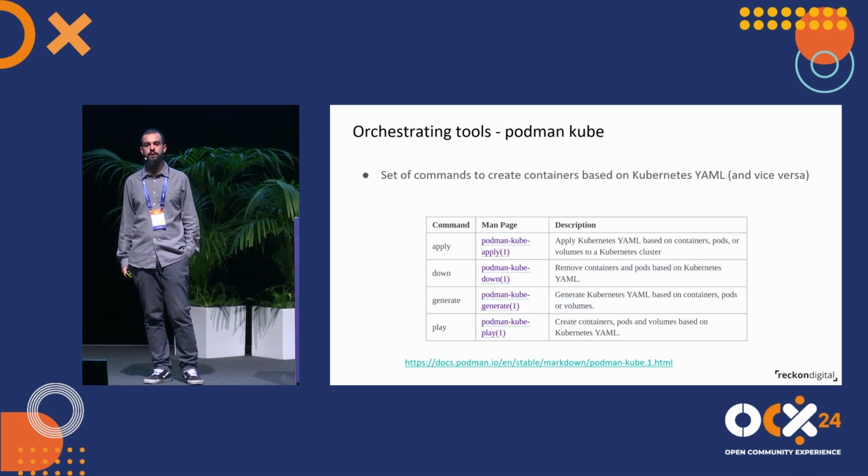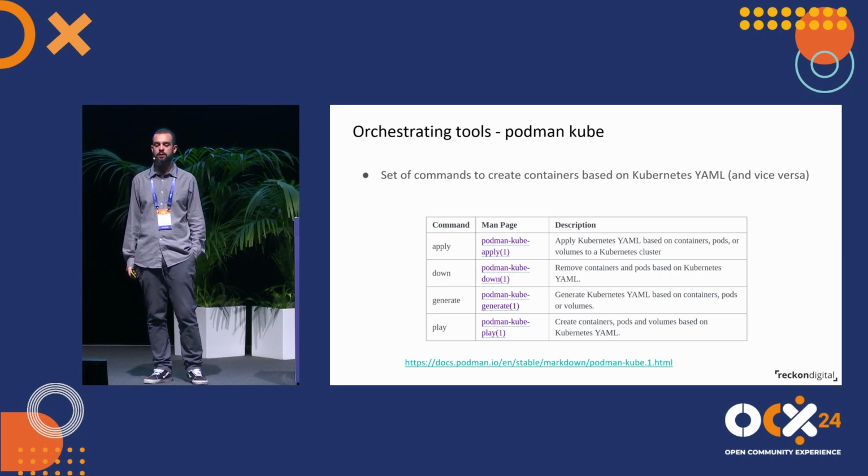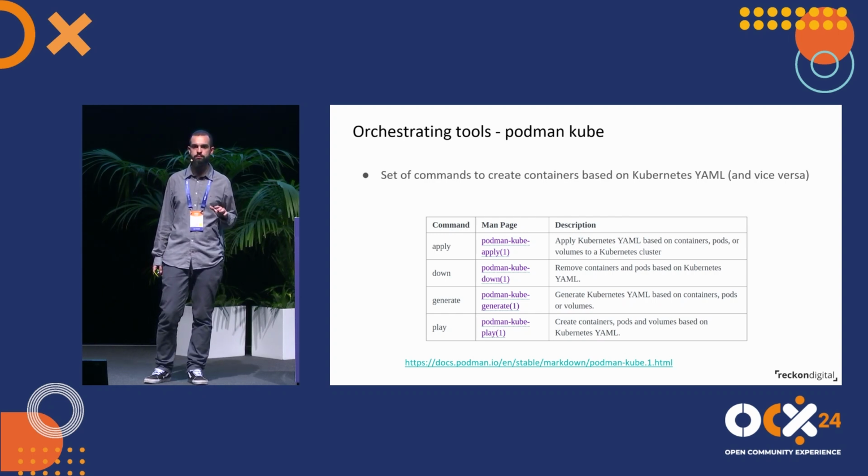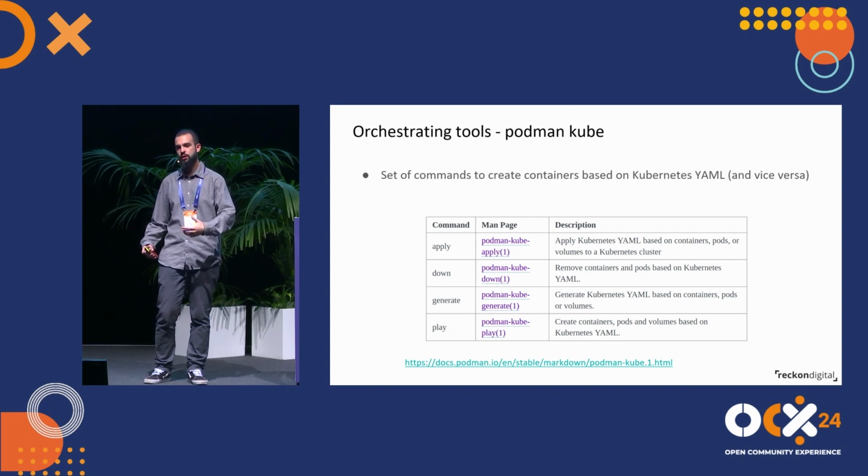You have Podman Kube. This is a very fancy feature, and I think it's quite underutilized. So you can instruct Podman to interoperate with Kubernetes very much straight out of the box. So you have a couple of commands. As you see, you can generate, you can apply. We'll see examples of this now. And you can create a container. You can use Kubernetes YAML to create those containers. You can also do it the other way around. You can have your containers and then extract or generate some Kubernetes YAML from them.